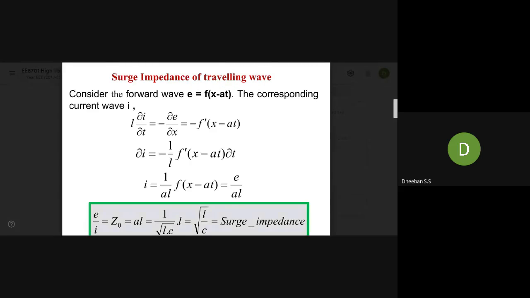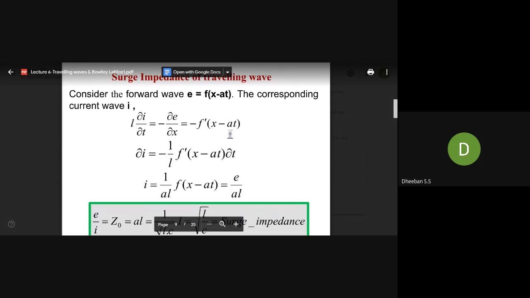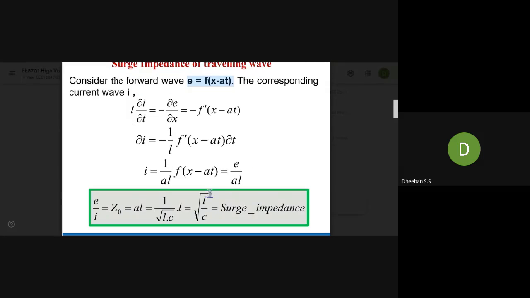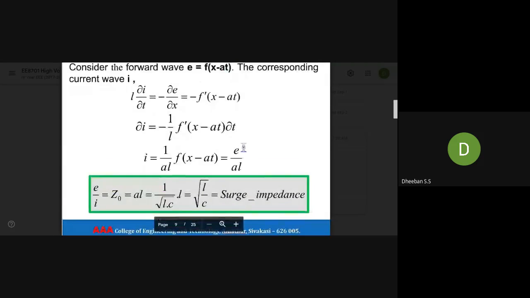Okay, so they'll be deriving this surge impedance from this equation only. From E equal to F of x minus at, they will be deriving this. They put the E value and take the derivative to find this. You just have to know that surge impedance is root of L by C, and it is represented by Z naught. That alone you take out.